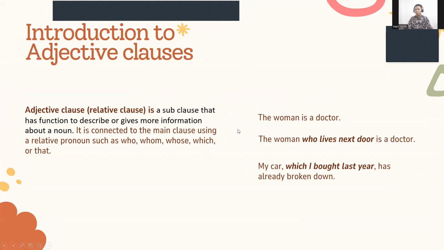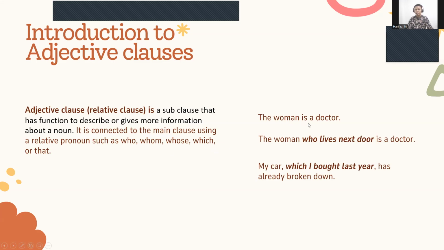Adjective clause, or people usually call it a relative clause in some grammar books, is a subclause that has the function to describe or give more information about the noun. It's connected to the main clause using a relative pronoun such as who, whose, which, or that.